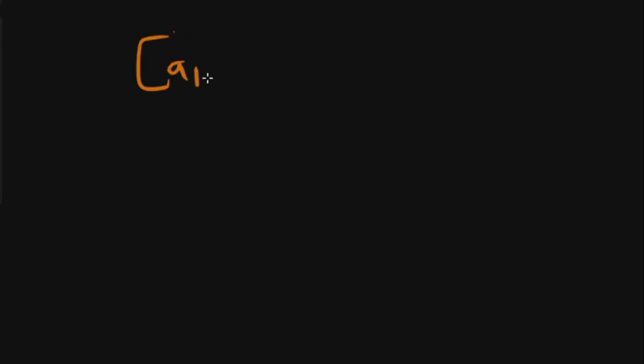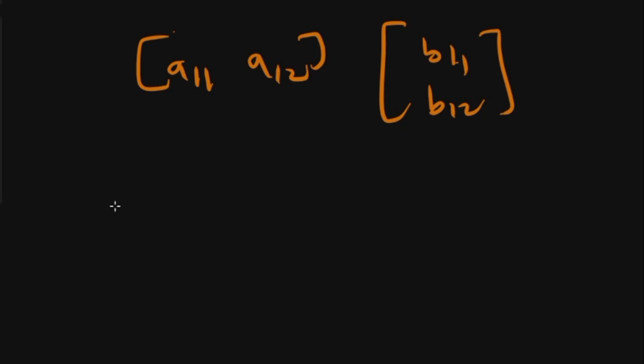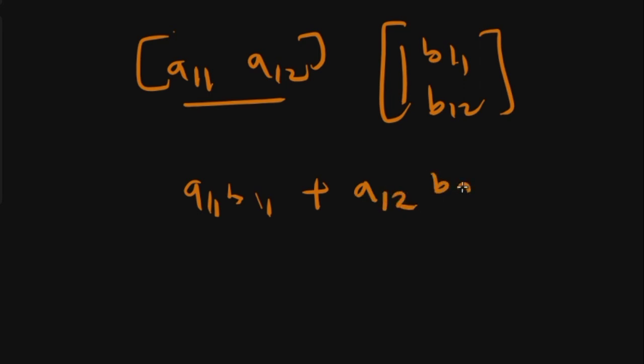So basically, if we take an example again, A11, A12 and B11, B12. So what we were doing is multiplying row by column. So A11 into B11 again plus A12 into B, so this should be 2 1. Yeah. So this should be 2 1.